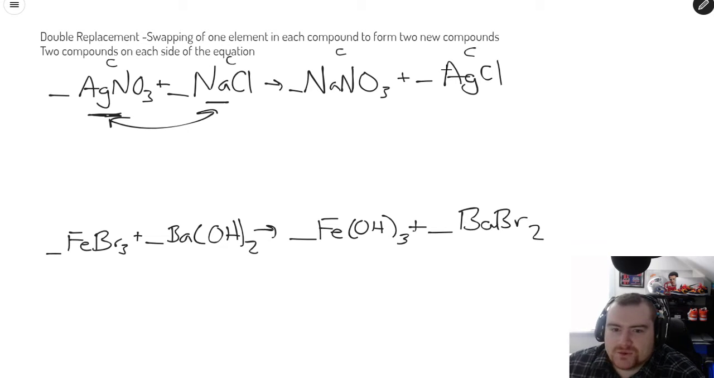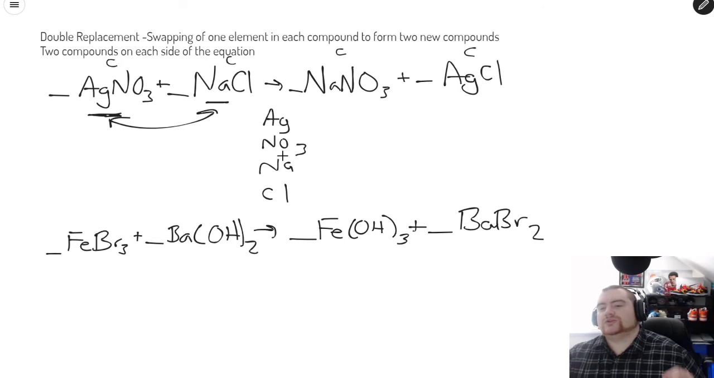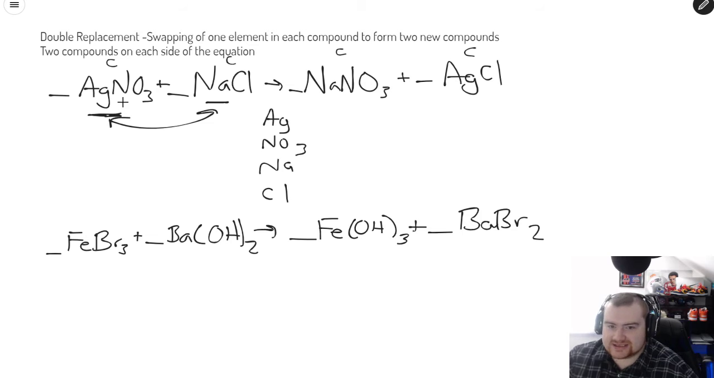Okay? When we balance this, nothing is different. So it's the same as what we've always done. We just start off by saying, okay, we have silver, we have nitrate, we have sodium, and we have chlorine. When we put our polyatomic ions out to count them, we want to try our best to keep them as a polyatomic ion and not write them out as nitrogen and oxygen. In this case, nitrate is the same on both sides, so this is a good sign, so we don't have to do anything here. We can just leave it be.